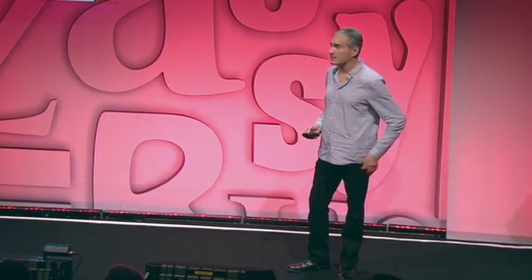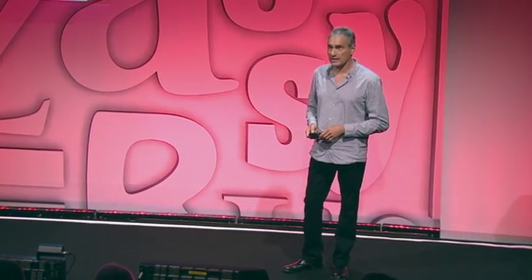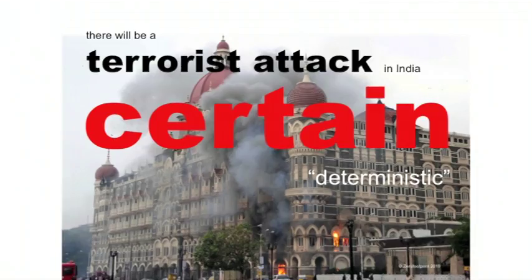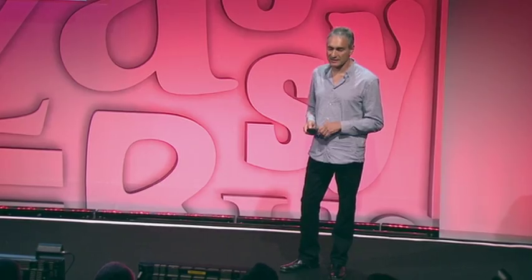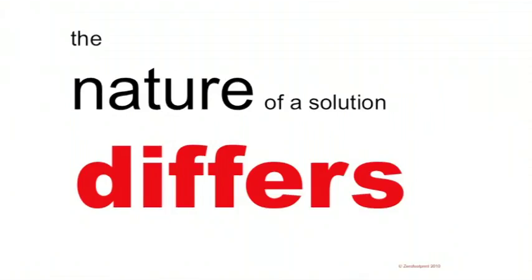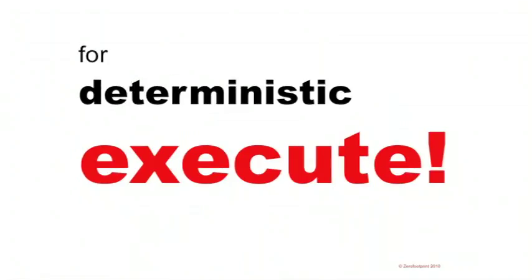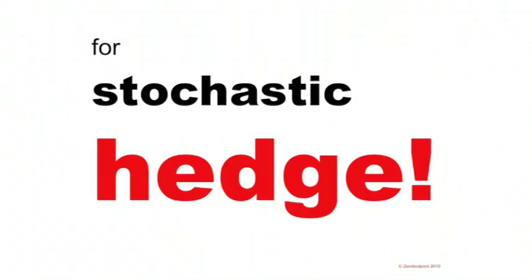So let's take a good look at some examples. The statement, there will be a terrorist attack in India in the near future, is probably something you can say with certainty. So that's deterministic. When and where the next terrorist attack will occur is actually very uncertain, and that's stochastic. And the nature of the solutions you might use to deal with those two statements as problems differs tremendously. So for example, in a deterministic case, which is typically what management textbooks write about, you really need to know how to execute, hire the right people, do the right things, create the right supply chain. But in a world that's random, the optimal solution is to hedge.